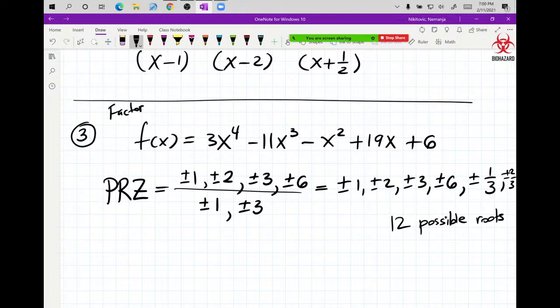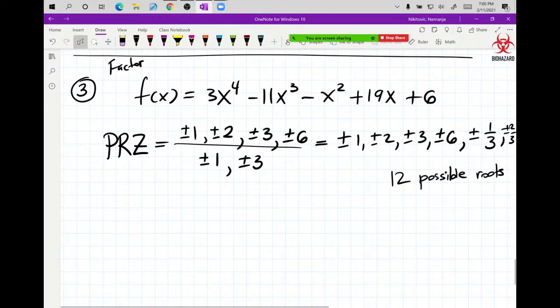And I don't know if 1 is going to work. Maybe it is. Maybe if this works, I should just end the class and go buy a ticket right away. So 3, negative 11, negative 1, 19, and 6, right?